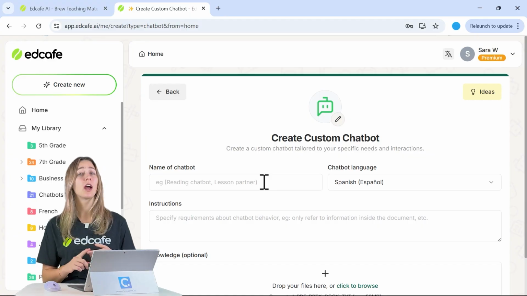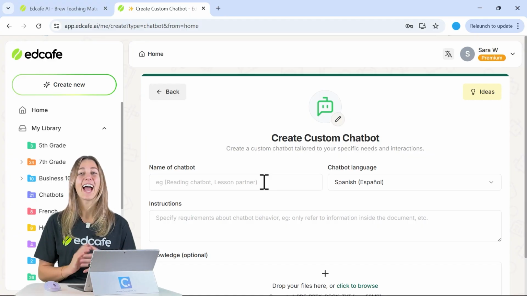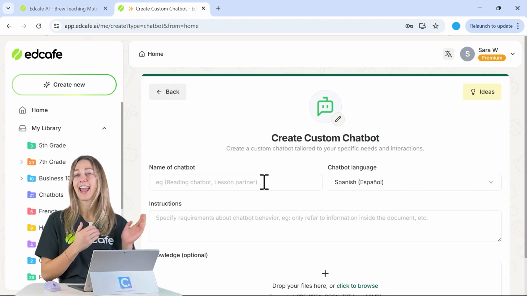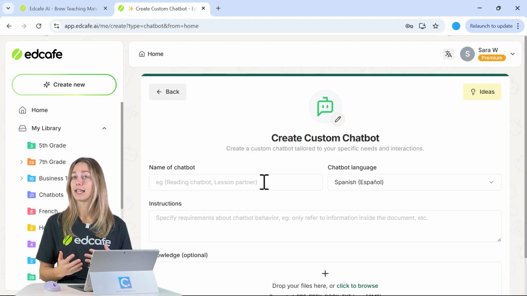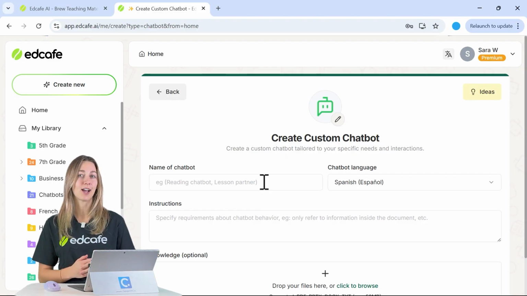Now we want to think about what kind of chatbot we want to create. You can make it a tutor, a quiz master, a writing assistant, whatever fits your classroom needs. I'm going to share some ideas on how to get you started next, but for now, I'll show an example of how we can use these chatbots as a science tutor that helps students with some physics concepts.